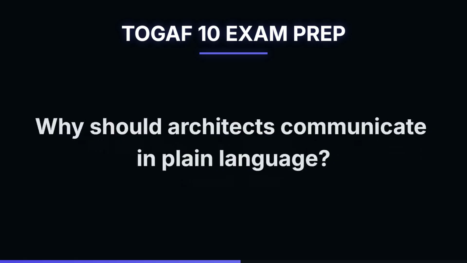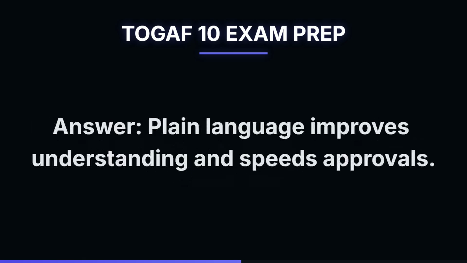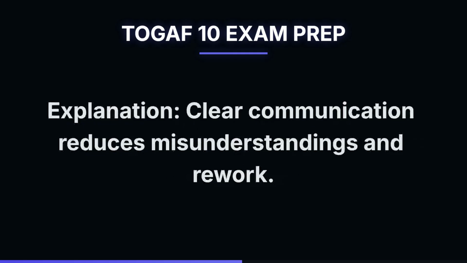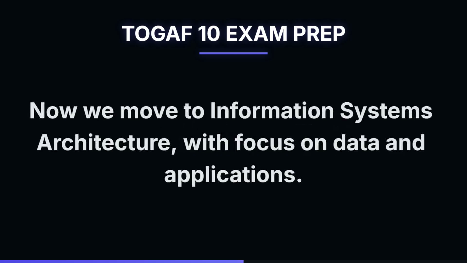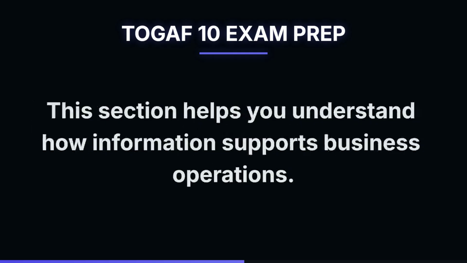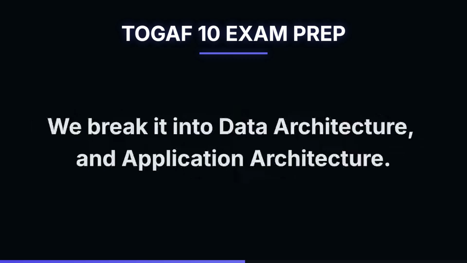12. Why should architects communicate in plain language? Plain language improves understanding and speeds approvals. Clear communication reduces misunderstandings and rework. Section 4. Now we move to information systems architecture, with focus on data and applications. This section helps you understand how information supports business operations. We break it into data architecture and application architecture.